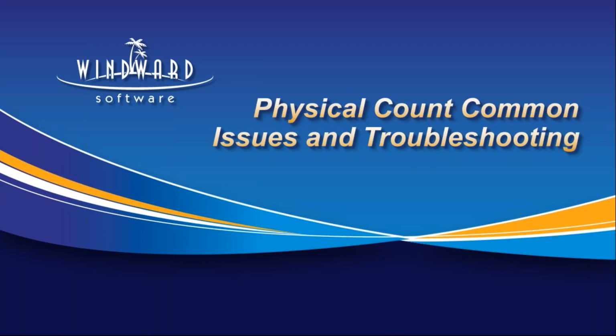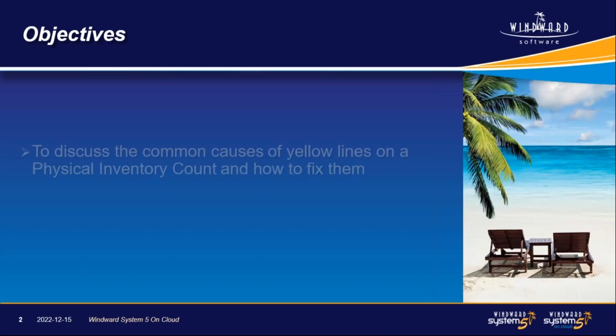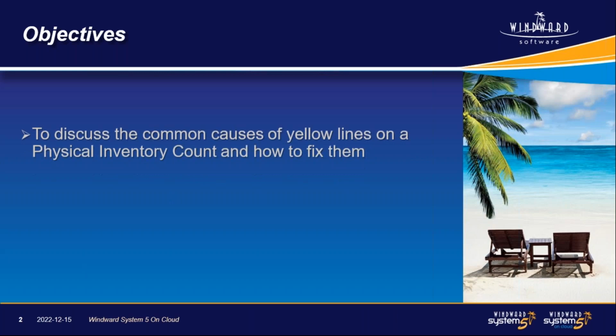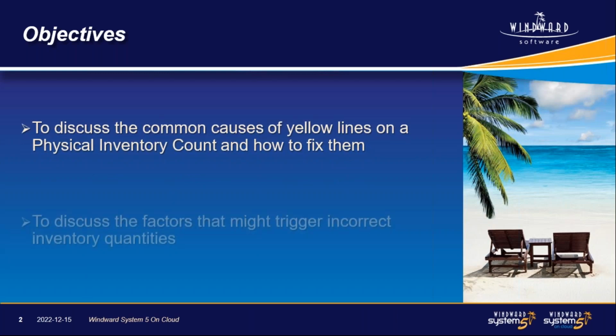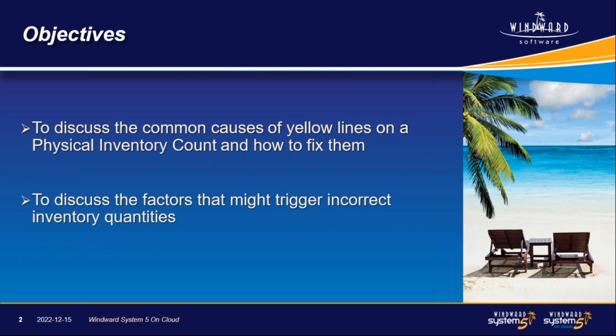This afternoon, we will talk about physical count common issues and troubleshooting. Physical inventory count is one of the procedures that you need to do during year end. This webinar has two objectives. First, we will discuss the common causes of yellow lines on a physical inventory count and how to fix them. And we will discuss the factors that might trigger incorrect inventory quantities.